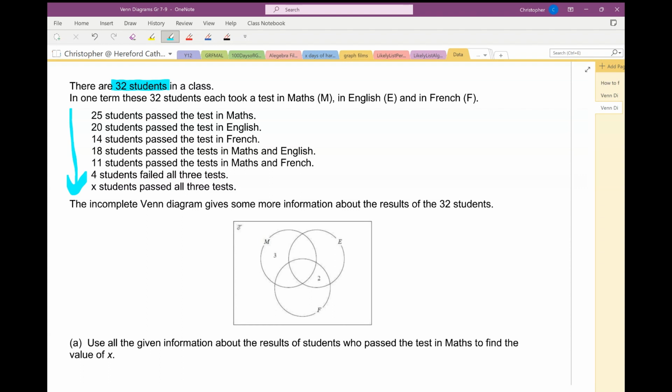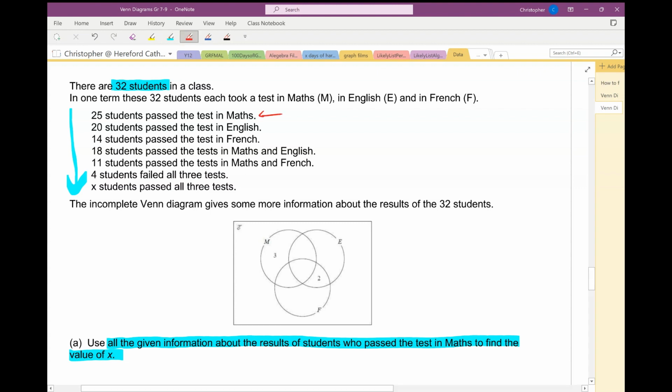Okay, so I see in the incomplete Venn diagram, I know how many are here and how many are there. All right, good. Use all the given information about the results of the students who passed the test in maths to find the value of x. Right, well, let's fill in the Venn diagram, shall we? So let's start at the top. 25 students passed the test in maths. That means that 25 are in this set in total.